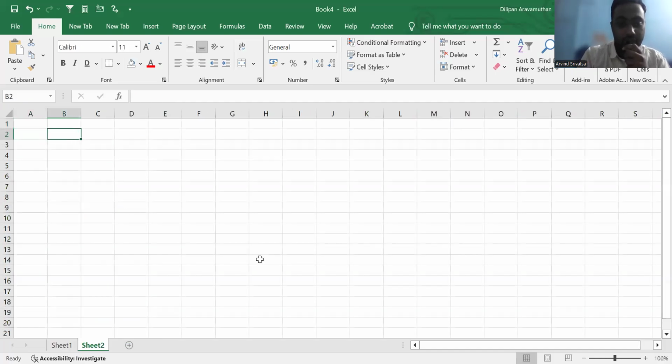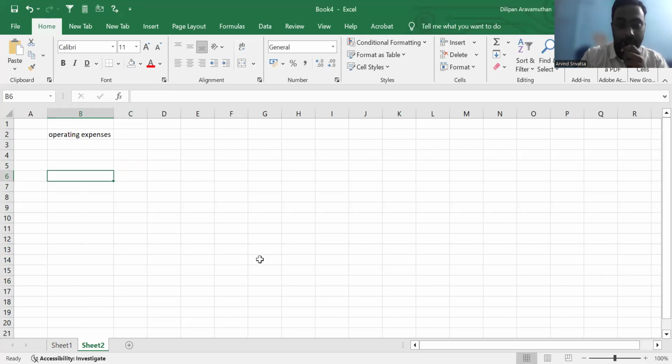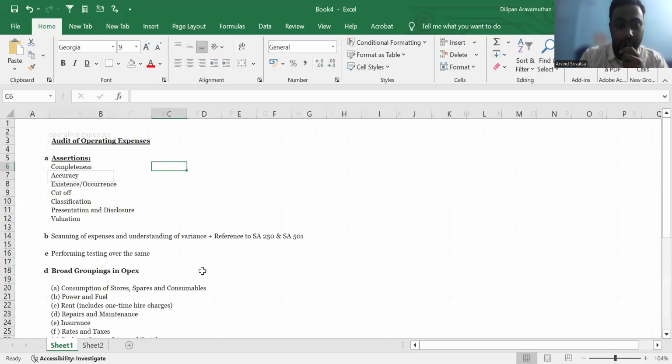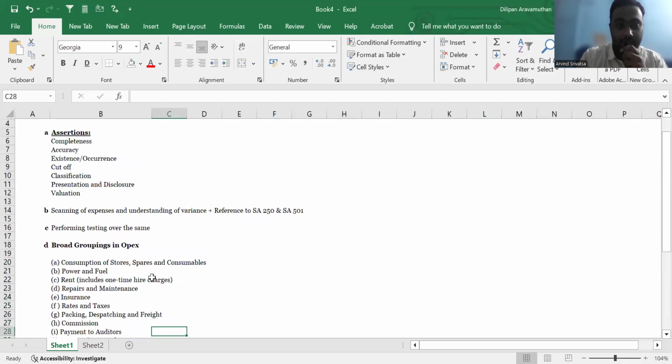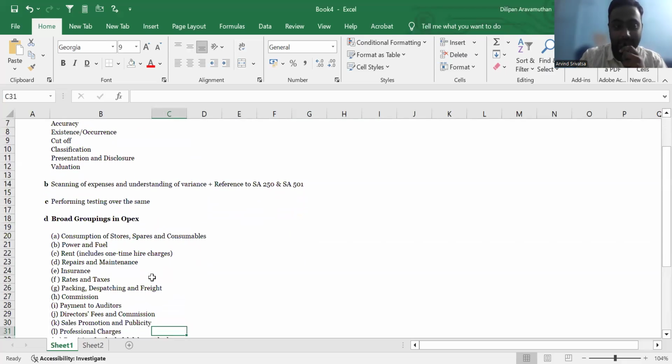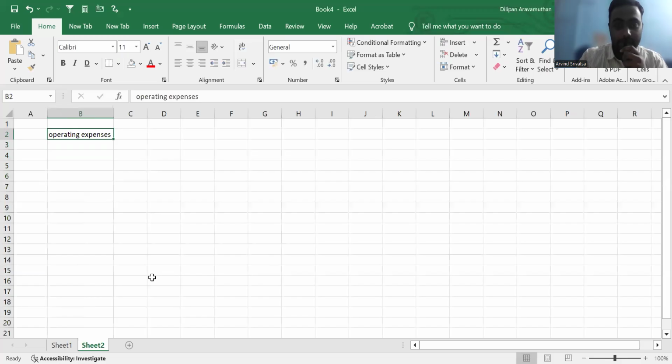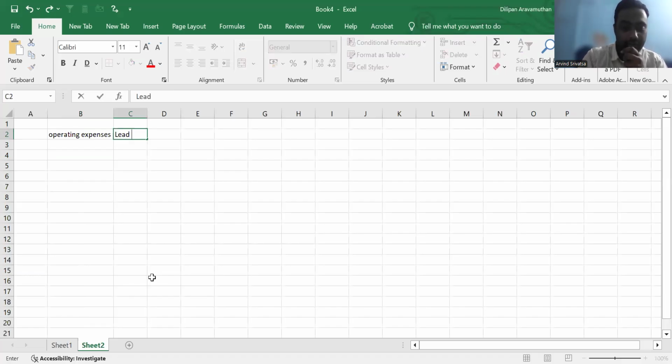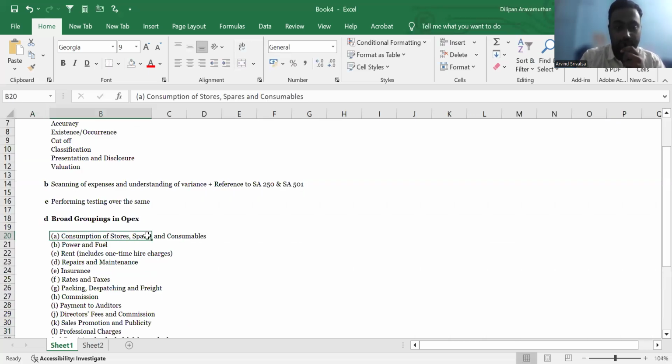When you go to the annual report of any company, there will be a line item called operating expenses. And when you go to the notes to accounts, the operating expenses will be further broken down into multiple line items like consumption, power and fuel, rent, repairs, etc. This operating expenses, which appears on the face of the profit and loss account, is referred to as the lead or the face of the financials. And the broad groupings which come here are referred to as the groupings.